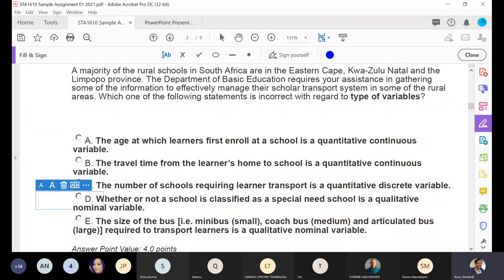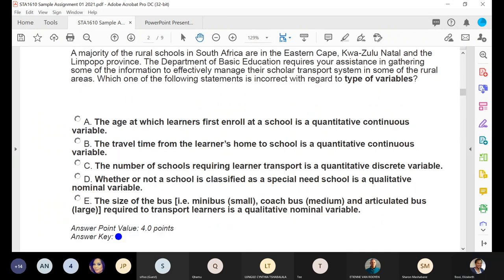Okay, so we need to pick up the pace. I know that we're doing revision, but we're going to run out of time. The types of variables. Number one, the age at which the learner enrolls at the school is a quantitative continuous variable. So the key thing is to look at what they gave you. Look at the age, ignore the rest of the other things as well. So just look at the age and ask, is that correct?